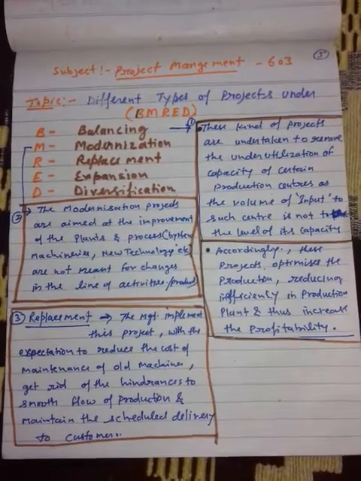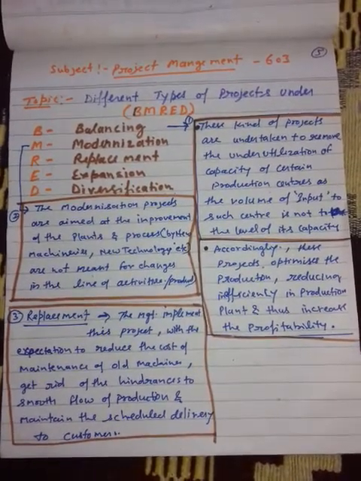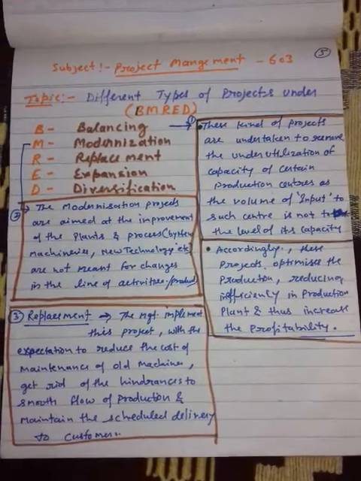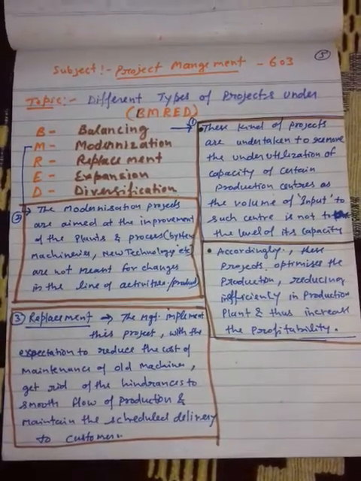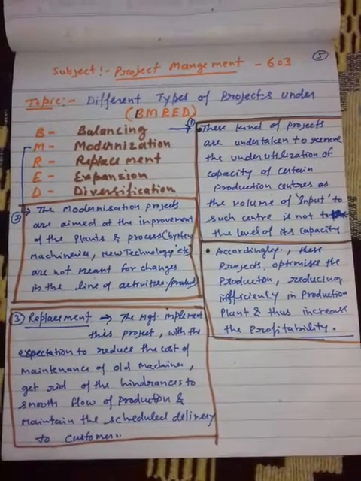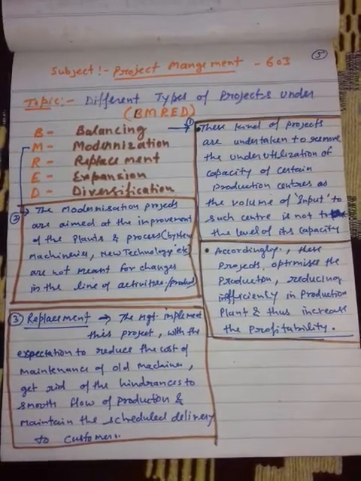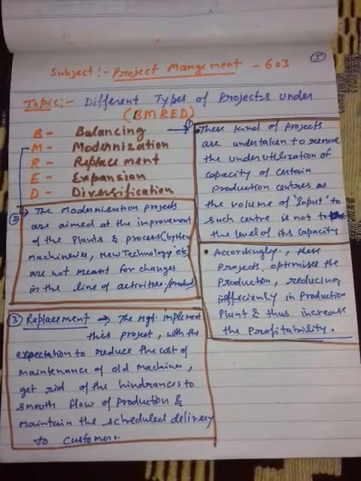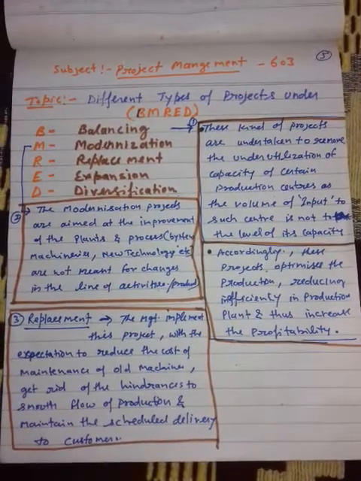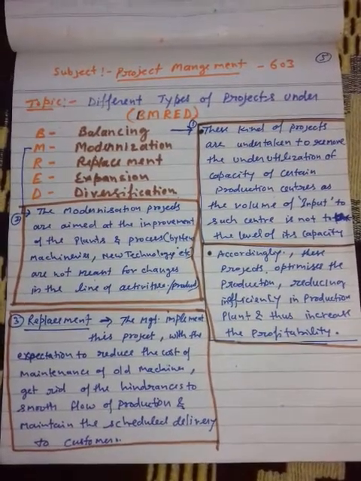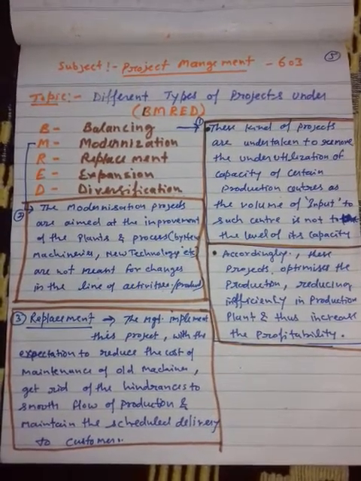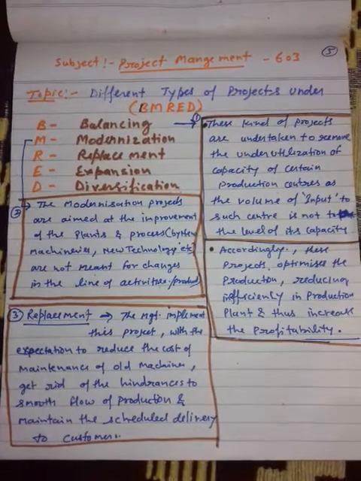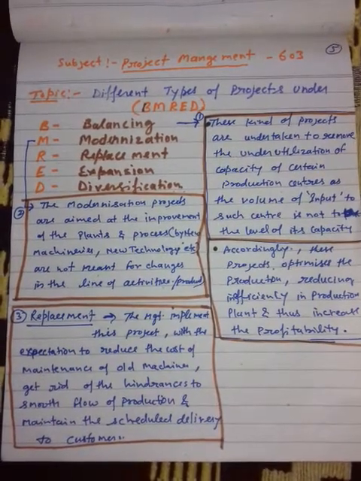Different types of projects under BMRED. Basically, BMRED is B for balancing, M for modernization, R for replacement and rehabilitation, E for expansion, and D for diversification. So these are the five points which today I discuss with you, and this is the last topic of the project management unit.